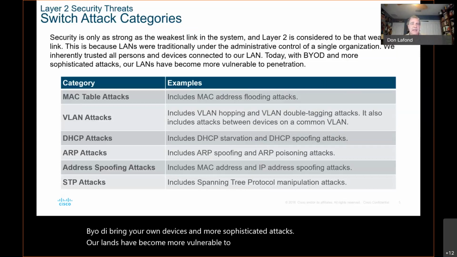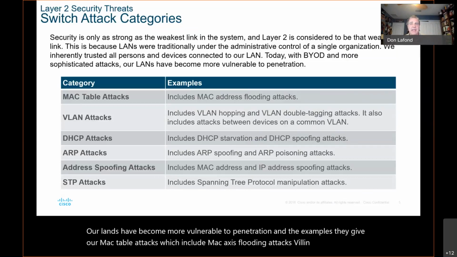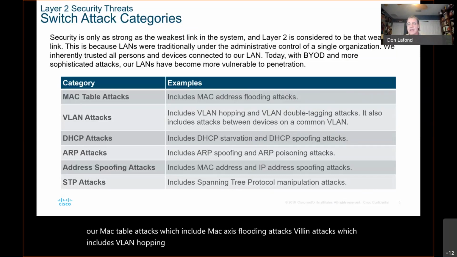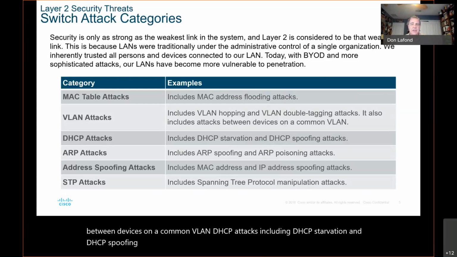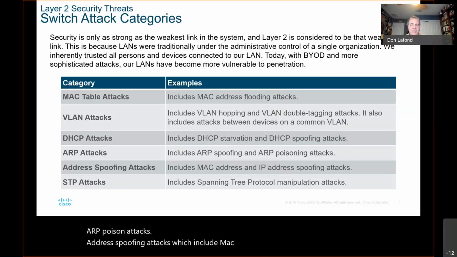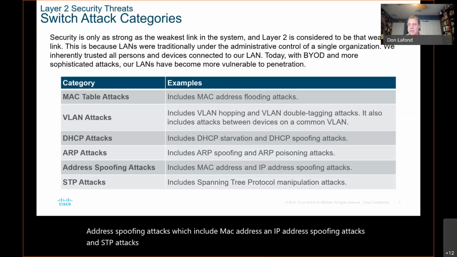The examples they give are MAC table attacks, which include MAC address flooding attacks; VLAN attacks, which include VLAN hopping and VLAN double tagging attacks; and attacks between devices on a common VLAN. DHCP attacks, including DHCP starvation and DHCP spoofing attacks. ARP attacks, which include ARP spoofing and ARP poisoning attacks. Address spoofing attacks, which include MAC address and IP address spoofing attacks. And STP attacks, which include Spanning Tree Protocol manipulation attacks.